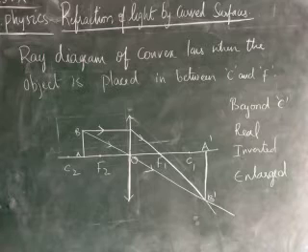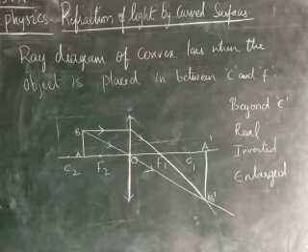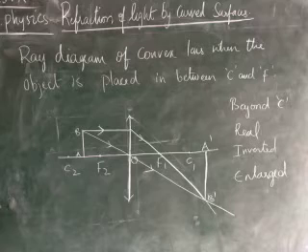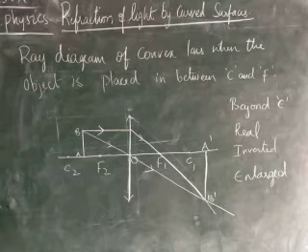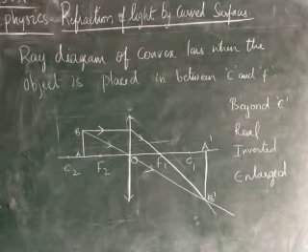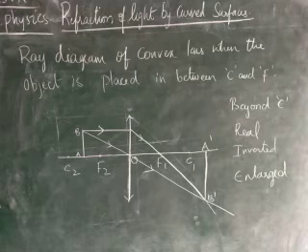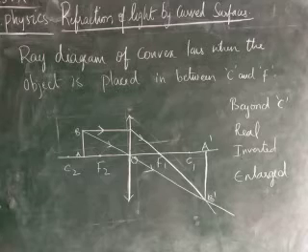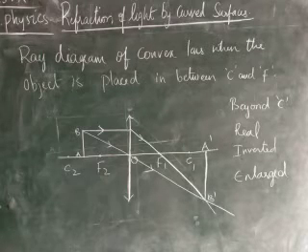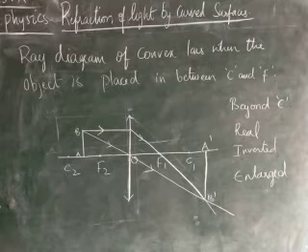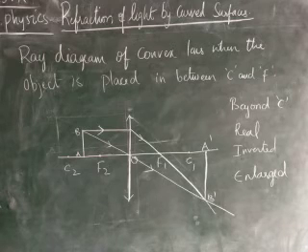Okay, as in the first case, we learned about when the object is placed on C. When the object is placed on C, the image is also formed on C. Okay children. And here, when the object is placed in between C and F, this is a case where the image is formed beyond C.